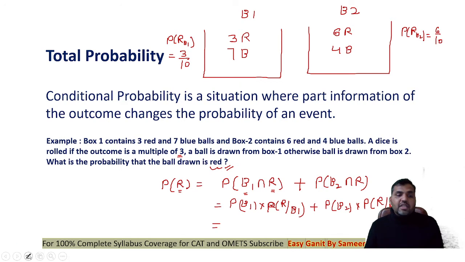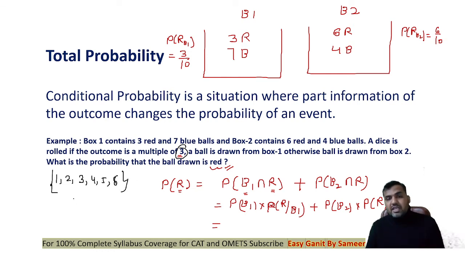Now guys, tell me what is the probability of selecting box 1. The probability of selecting box 1 is dependent on the output of the dice. In a dice I have 6 possible outcomes, 1 2 3 4 5 6. The favorable cases to get a number which is a multiple of 3 will tell me whether I'm selecting box 1 or box 2. So the probability of selecting box 1 is the same as the probability of getting a multiple of 3. The favorable cases are 2, total number of cases is 6, so 1 upon 3. So the probability of selecting box 1 is 1 upon 3.